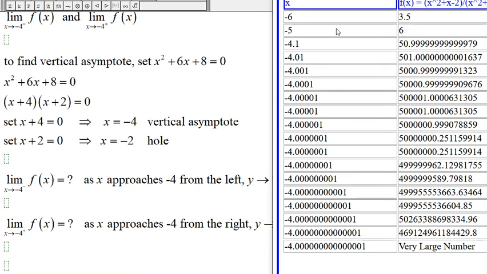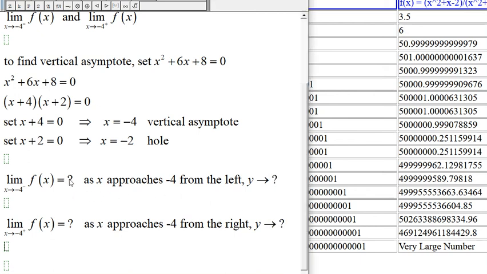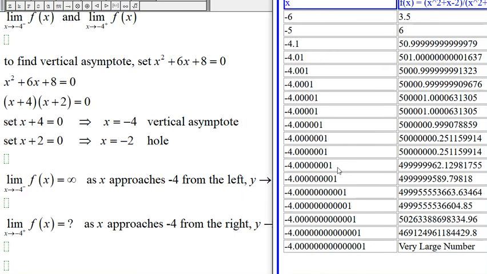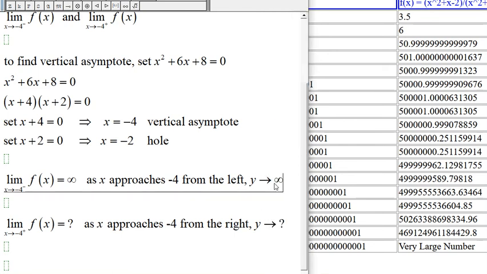So these are the x values. They are to the left of negative 4, but very, very close to negative 4. And the corresponding y values are getting larger and larger and larger. So that tells us that the graph right here is going to positive infinity. So as x approaches negative 4 from the left, y approaches positive infinity.